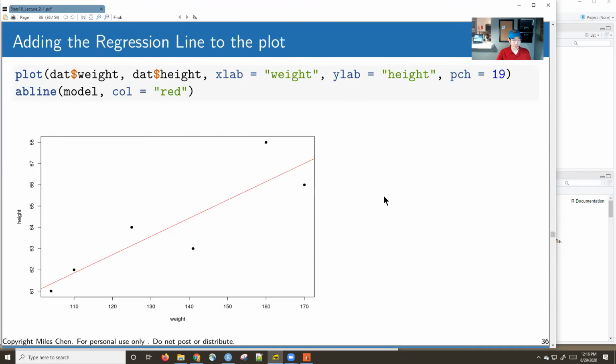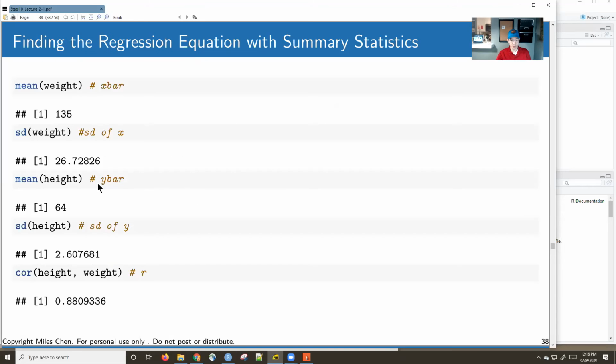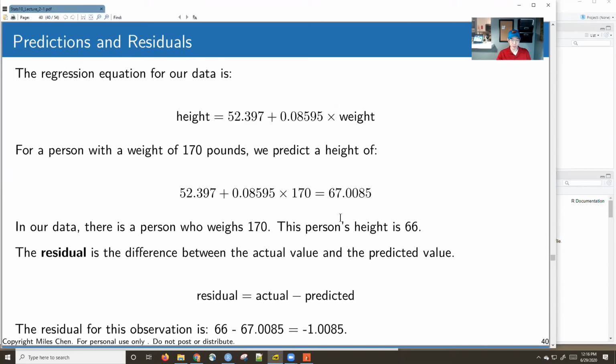In our actual data set, we do have a person whose weight is 170 and height is 66 inches, okay? So there's a difference between what we predicted and what their actual value is. This is the actual value. The residual is the difference between the actual value and the predicted value. So the residual is the actual, which is 66, minus the predicted value, 67.0085, and so we get a residual of negative 1.0085, okay? The residual is the actual minus the predicted.